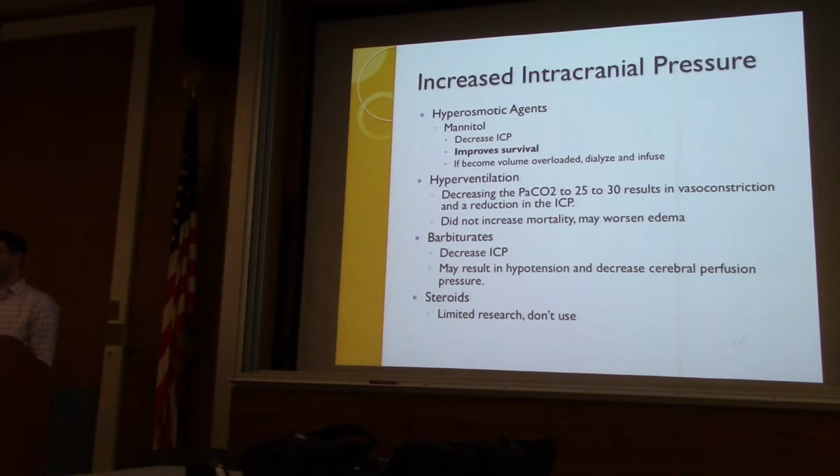The other one is hyperventilation, decreasing the PCO2, trying to get vasoconstriction and reduction in intracranial pressure. This actually may have worsening consequences. It should decrease mortality, but it may worsen edema. And then barbiturates, they decrease ICP, but you run the risk of hypotension and decreased cerebral perfusion pressure. And then steroids. Steroids have limited research, so for now the verdict is not to use them.